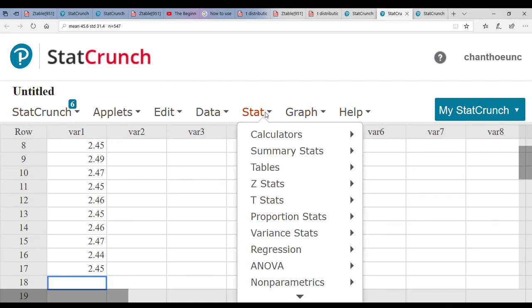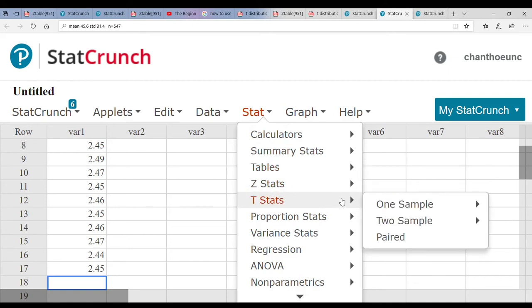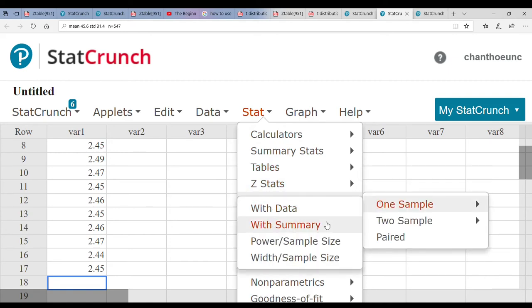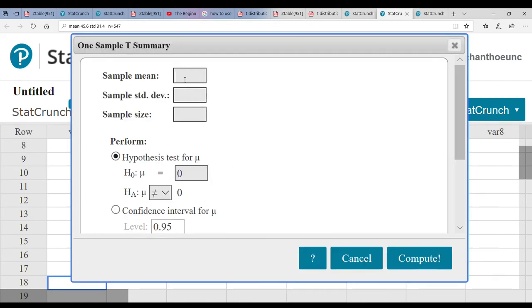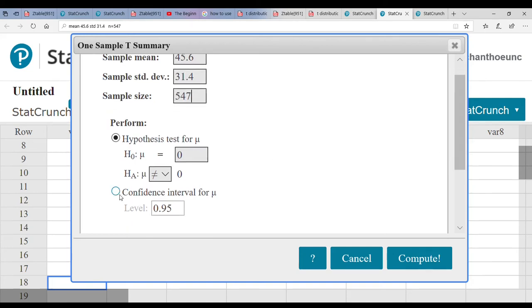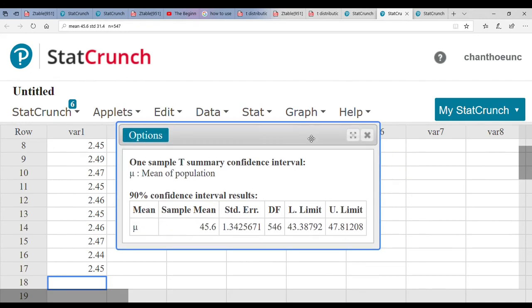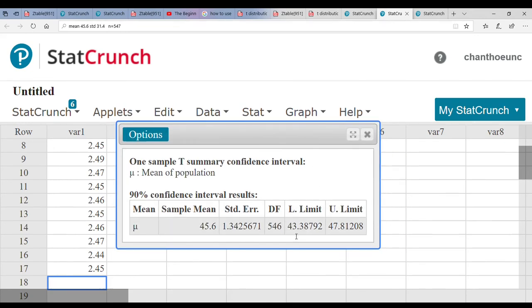We're going to go to Stat, T-Stats, one sample with summary. The sample mean is 45.6. The standard deviation 31.4. Sample size is 547. And we want to construct a 90% confidence interval. So let's select confidence interval and change this to 90%. And the lower limit and the upper limit is given here.